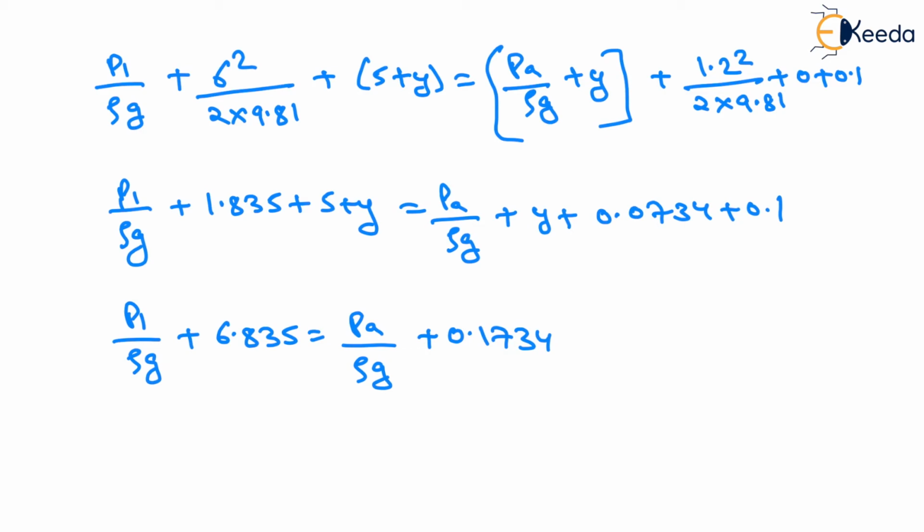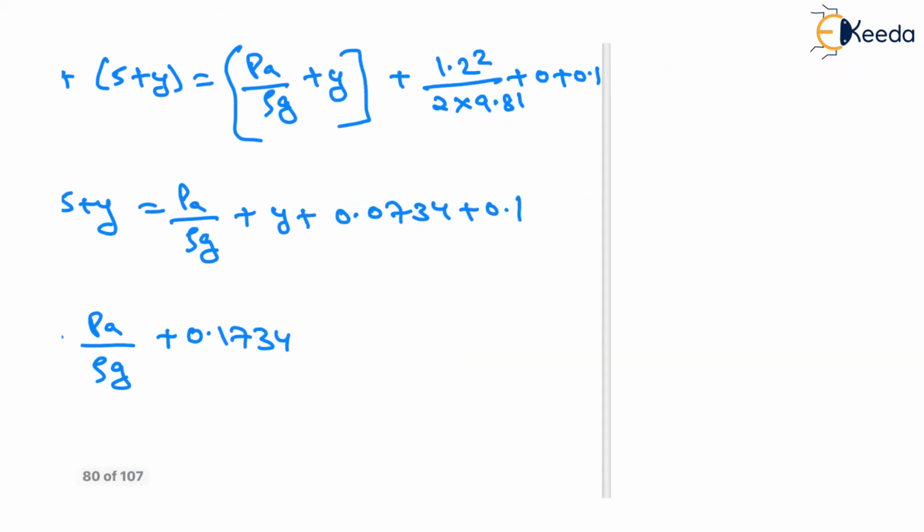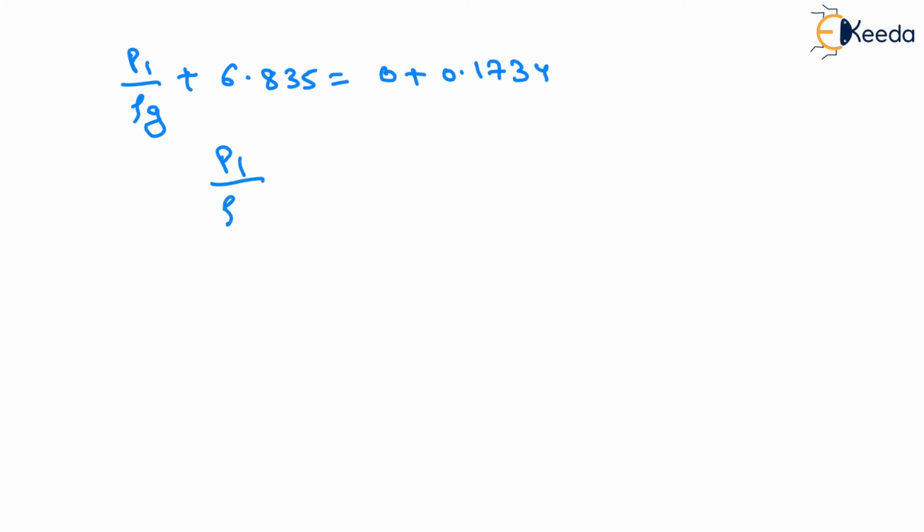So taking PA upon rho g equal to 0, we will get P1 upon rho g plus 6.835 will be equal to 0 plus 0.1734. So P1 upon rho g will be equal to minus 6.6616 meter. Here the negative sign means vacuum pressure head.